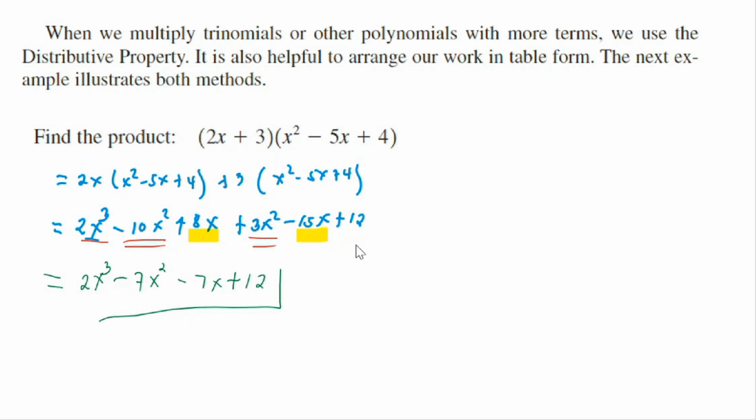positive 12. So combining now like terms, since x cubed has no other term aside from this, I bring down the 2x cubed. Then combining the like terms in x squared, negative 10x squared and positive 3x squared gives negative 7x squared. And in terms of x, 8 minus 15 is negative 7x. And then the constant term is positive 12.